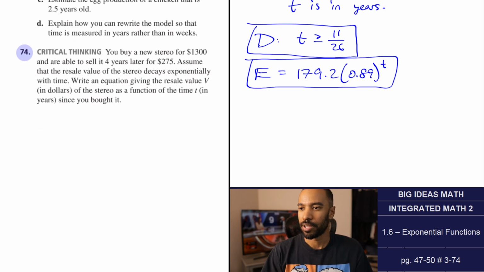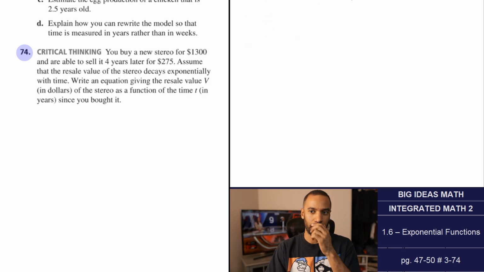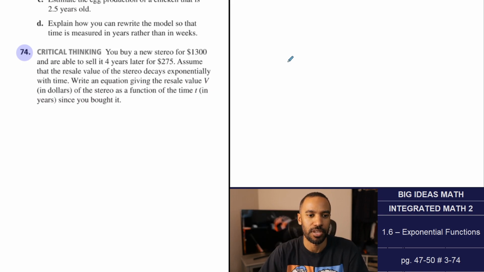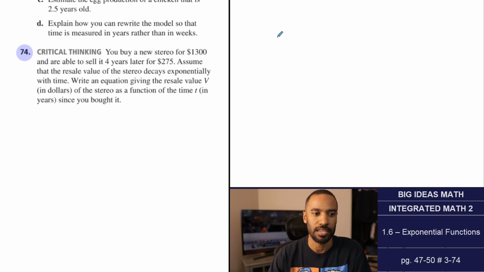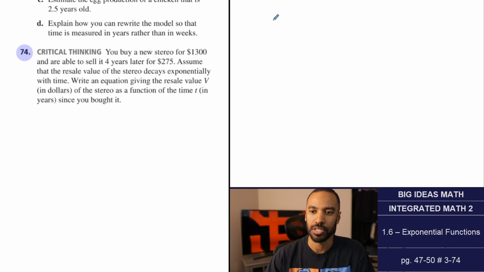You buy a stereo for $1,300 and are able to sell it 4 years later for $275. Assume that the resale value of the stereo decays exponentially with time. Write an equation giving the resale value V in dollars of the stereo as a function of time t in years since you bought it. So you buy a stereo for $1,300.